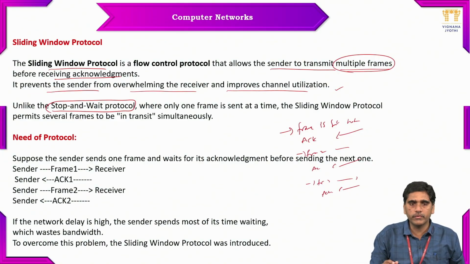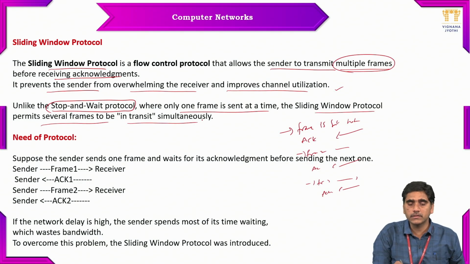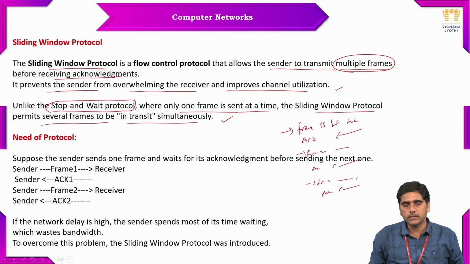So unlike the stop and wait protocol, where only one frame is sent at a time, the sliding window protocol permits several frames to be in transit simultaneously. So more than one frame can be sent, that can be either 3 or 4 or 5, based on the window size, and they can be sent simultaneously.